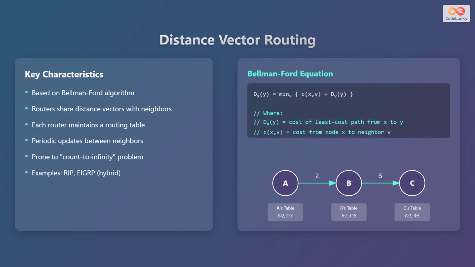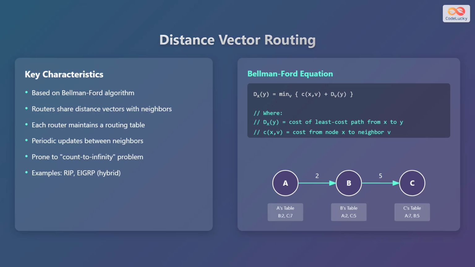Let's delve into distance vector routing. It is based on the Bellman-Ford algorithm. Routers using this approach share distance vectors with their neighbors. Each router maintains a routing table that tells it the best known distance to each destination. Updates are periodically sent between neighbors to keep the tables current. One of the challenges with distance vector routing is the count-to-infinity problem, which can lead to routing loops.